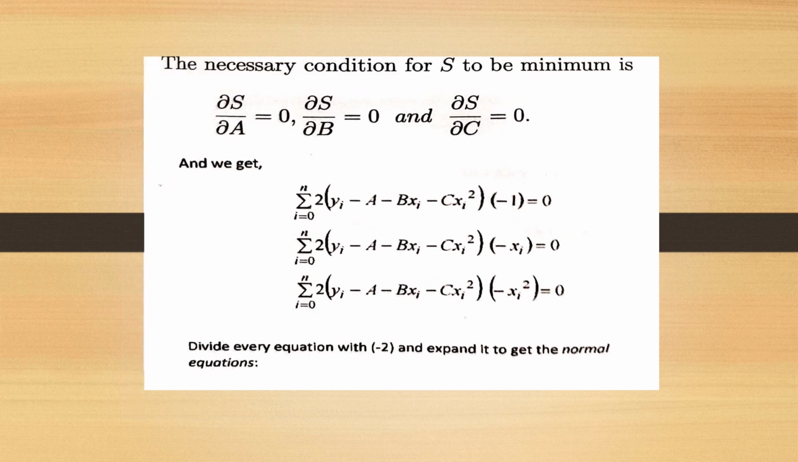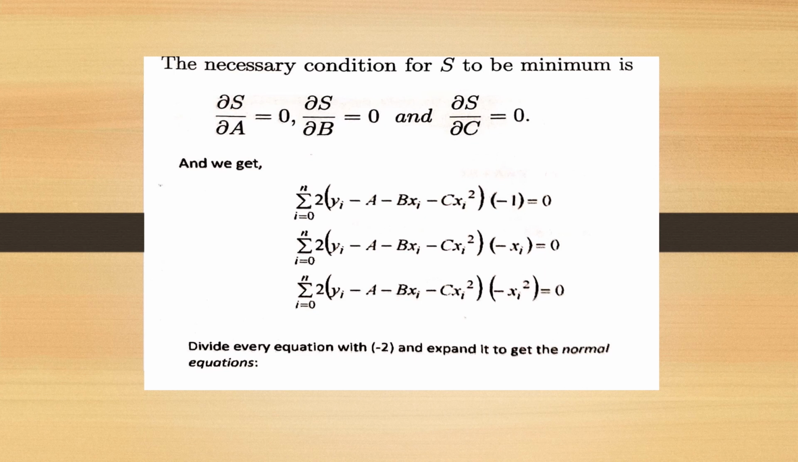S is minimum if the derivative of s with respect to a equals 0, the derivative of s with respect to b equals 0, and the derivative of s with respect to c equals 0. From the derivative of s with respect to a equals 0, we can obtain the summation from i equals 0 until n of 2 times (yi minus a minus b xi minus c xi squared) times (negative 1) equals 0.